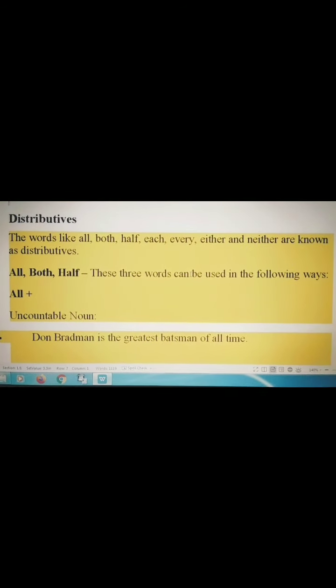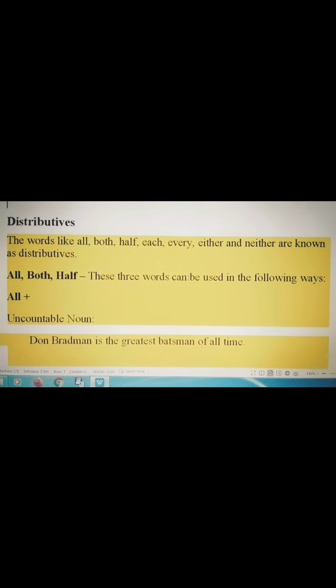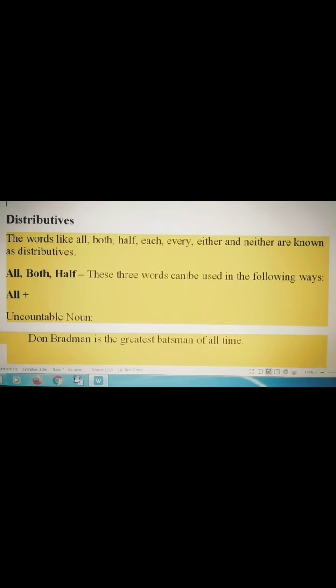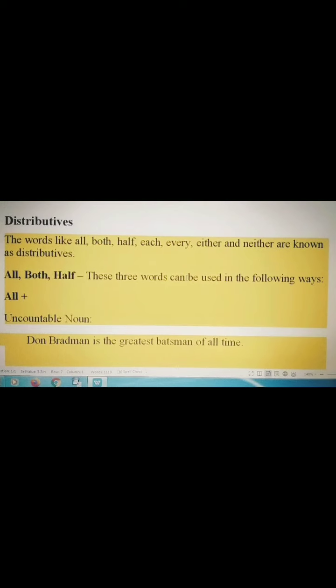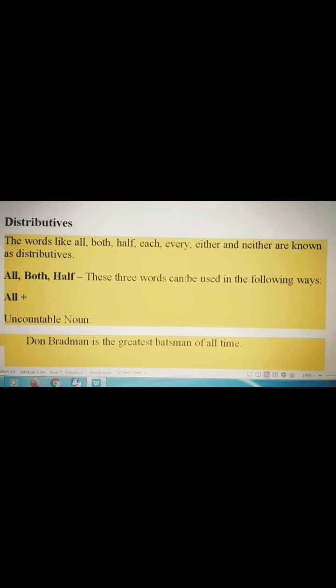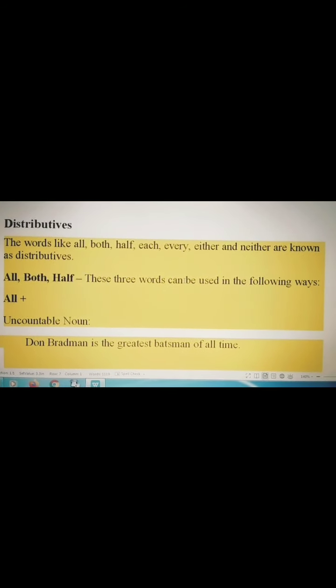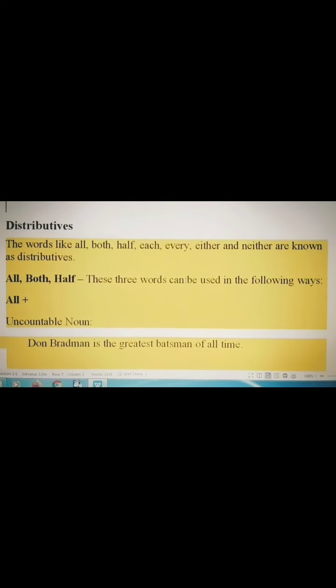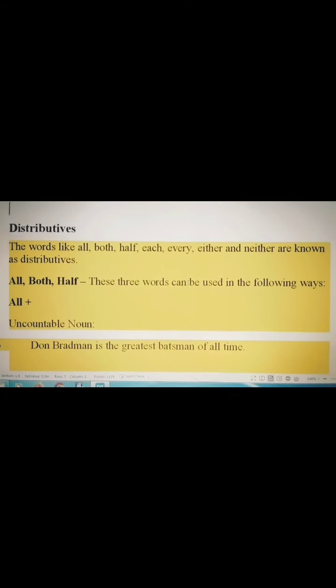Now another kind of determiner will be distributives. Under that you will use words like all, both, half, each, every, either and neither. So these will be taken as the distributive ones.